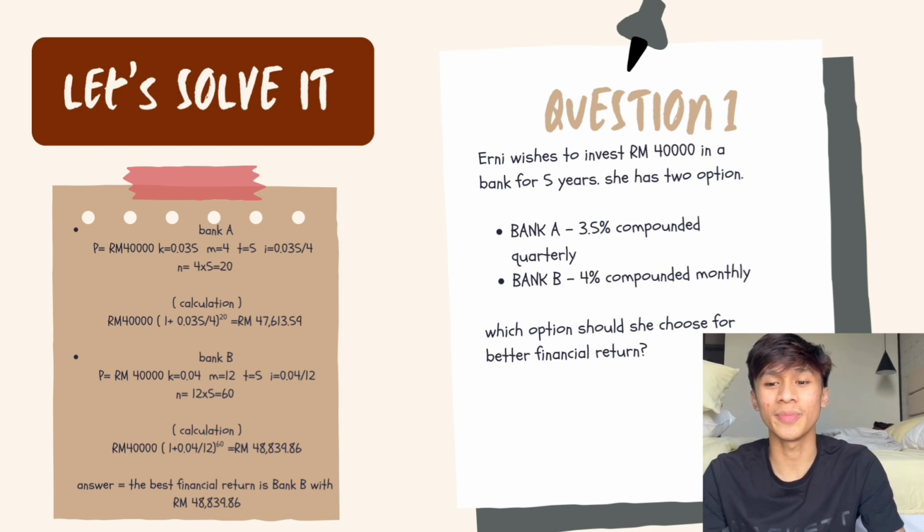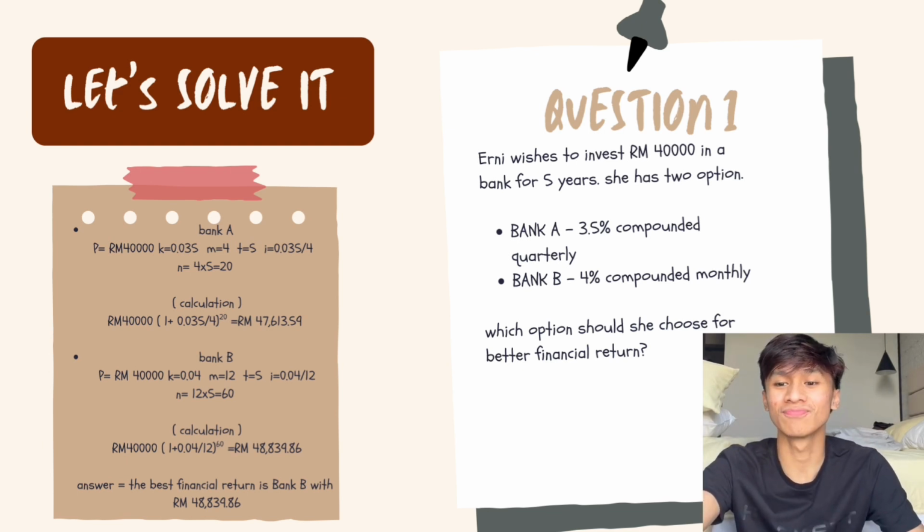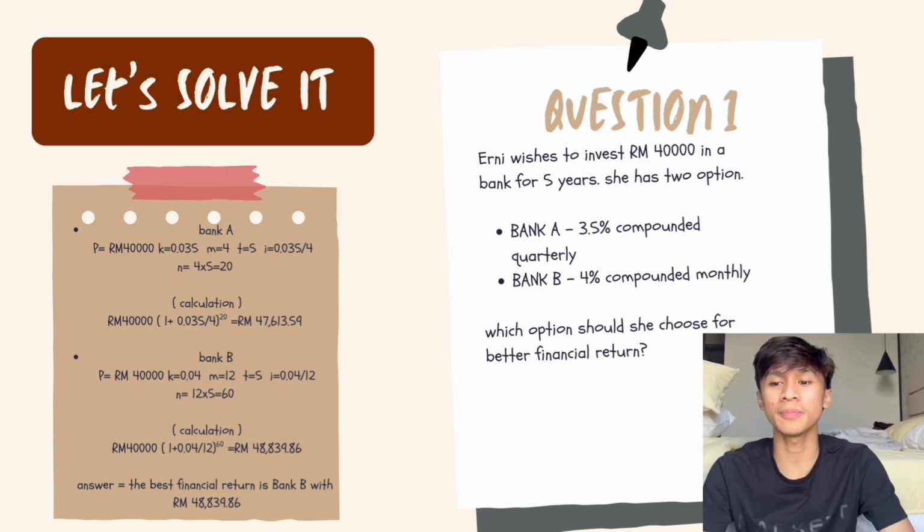Ernie wants to invest 40,000 ringgit for 5 years. She has two choices. Bank A gives 3.5% interest compounded quarterly and Bank B gives 4% interest compounded monthly. To compare them, we use the compound interest formula: A equals P times (1 plus r over n) to the power of n times t.